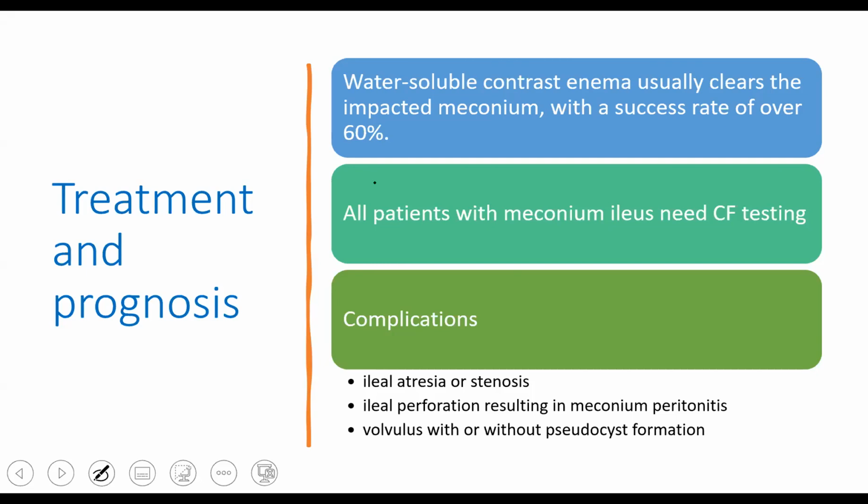What are the complications of ileal atresia? It could be meconium ileus. It might end up that the baby has meconium ileus and then ileal atresia or stenosis. As I said, it might end up with ileal perforation and meconium peritonitis, the stool coming out intrauterine for a long time, and that can cause meconium peritonitis. In a few cases it might end up with volvulus, with or without pseudocyst formation.